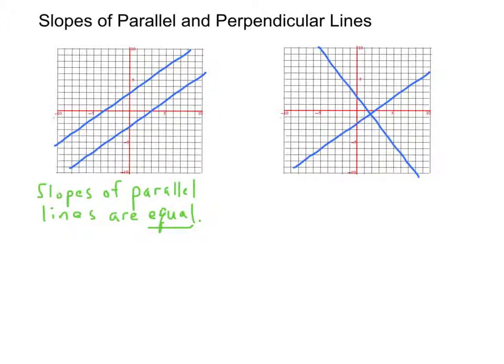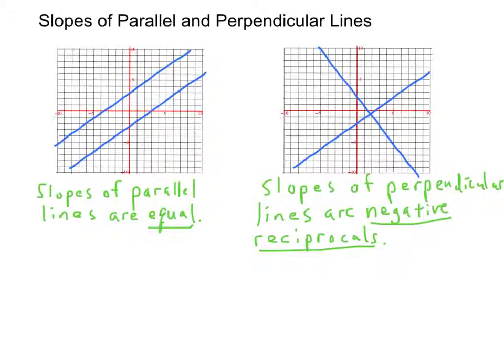Now with perpendicular lines, it's a little more complicated. Obviously, slopes of perpendicular lines will not be equal, since they're not slanted the same way. In fact, as you can see in the picture shown here, one of the lines has a positive slope, the one that's increasing, and the other line has a negative slope. So they can't possibly be the same. Well, what it turns out is for perpendicular lines, the slopes are negative reciprocals of each other.